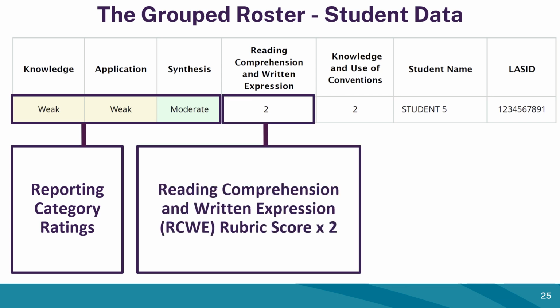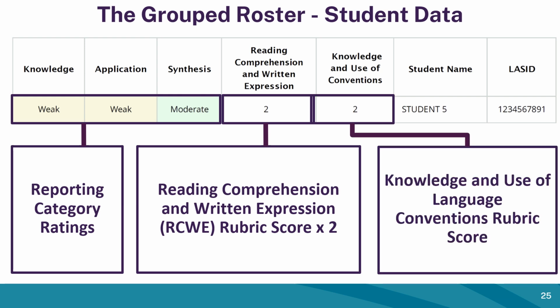Next, we can see the scores on the essay that makes up the synthesis reporting category. The scores provided within reading comprehension and written expression is the rubric score, which is scored from 0 to 4 points times by 2. So this student who has a score of 2 received a 1 on the rubric. Finally, the knowledge and use of language conventions columns provides the rubric score for the dimension without any adjustments. So this is the score directly from the rubric.